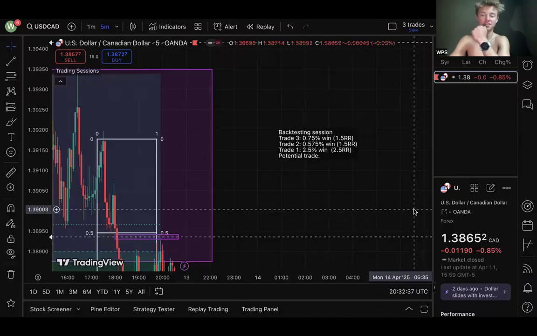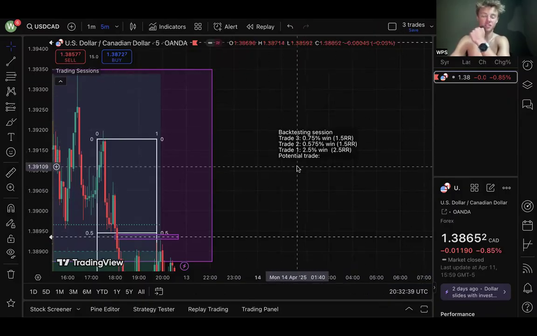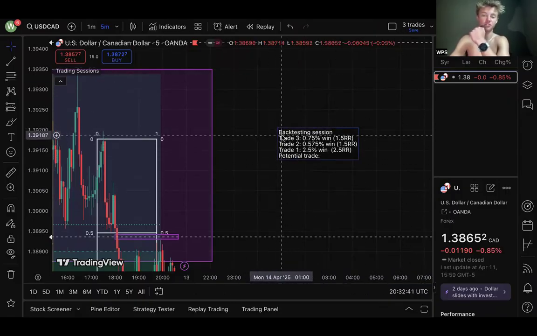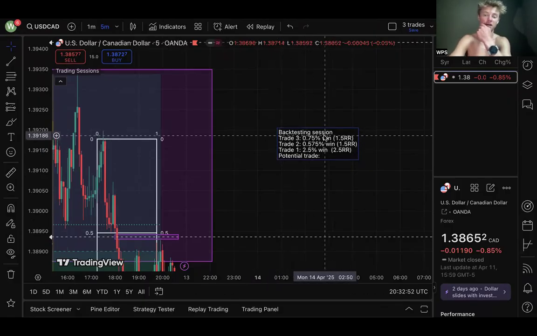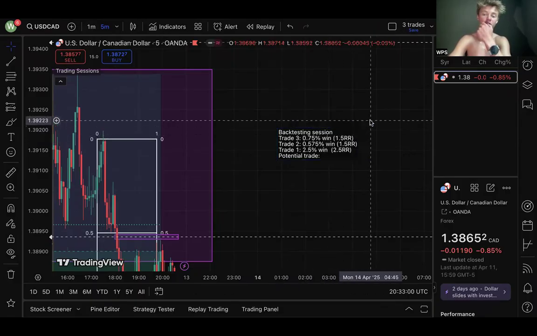So today I just did a bit of backtesting and I found three potential trades that I could have taken. These all had all my confluences, or almost all my confluences, for my strategy. The third trade I found, I would have made 0.75%, or 750 fake paper trading bucks, with a 1.5 risk reward ratio.